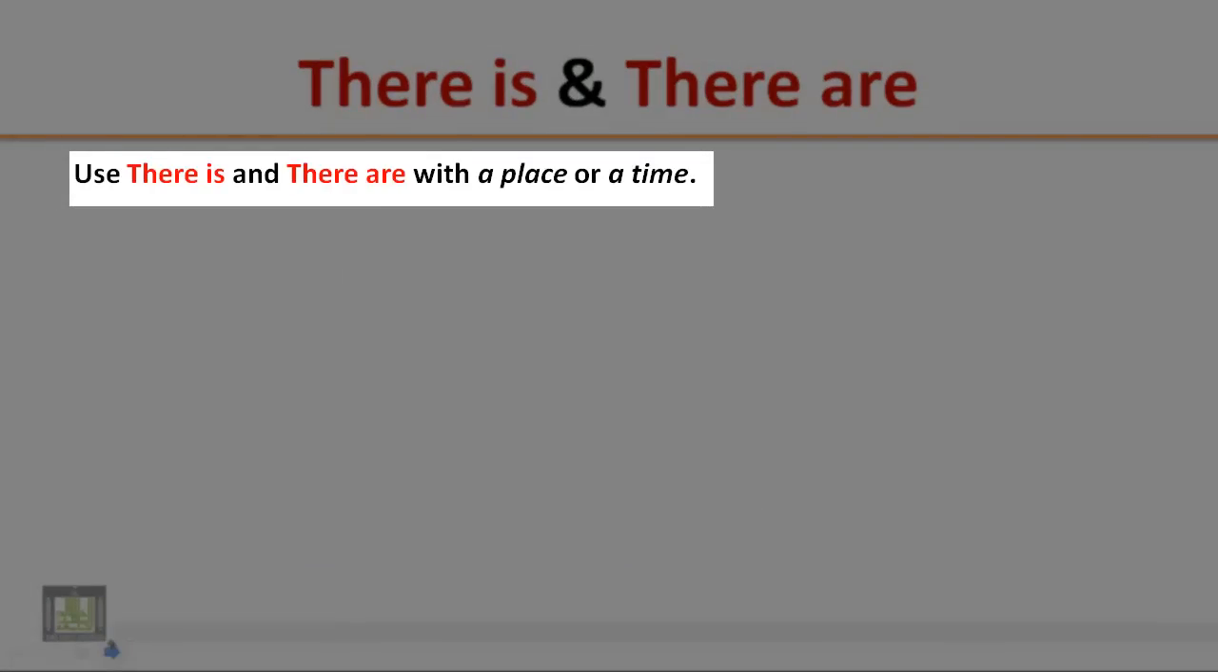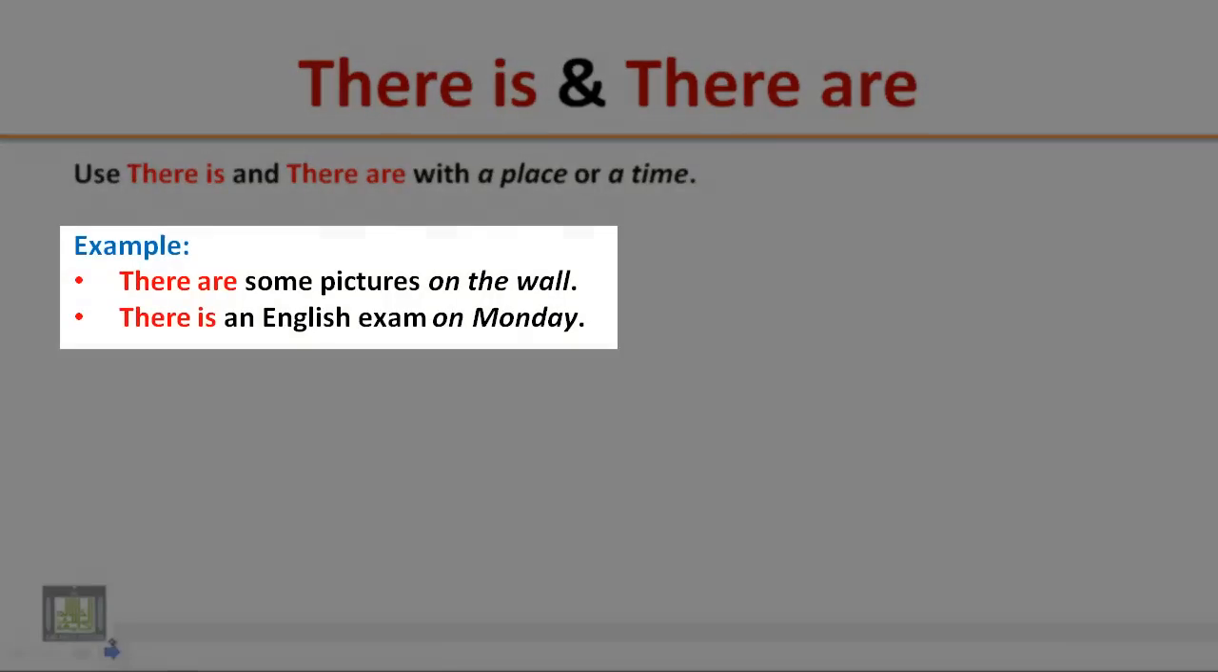Use there is and there are with a place or a time. Example. There are some pictures on the wall. On the wall is a place. There is an English exam on Monday. On Monday is a time.